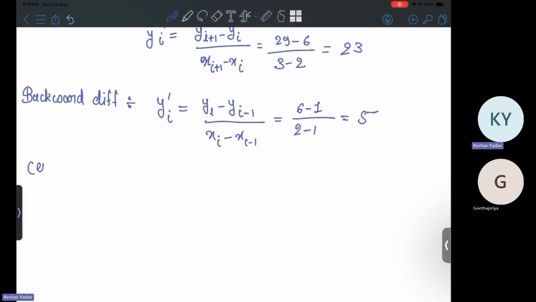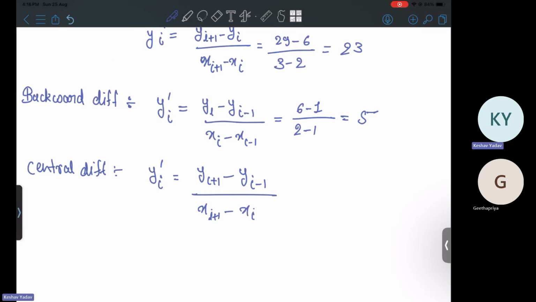Okay. Now central difference. This will be equal to y i plus 1 minus y i minus 1 divided by x i plus 1 minus x i minus 1. Okay. So this is 29 minus 1, divided by 3 minus 1, which is 14. The same answer I hope you would have also got: 23, 5 and 14. Fine. Clear?